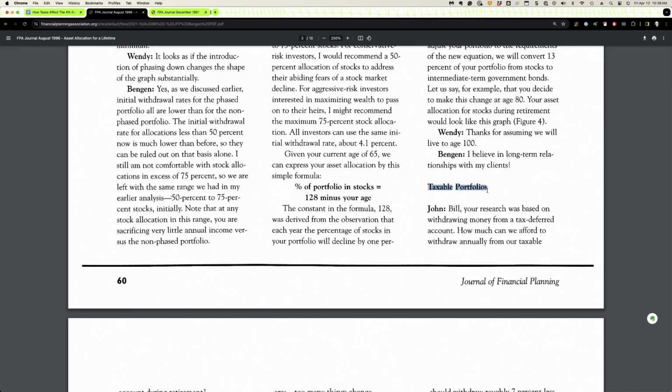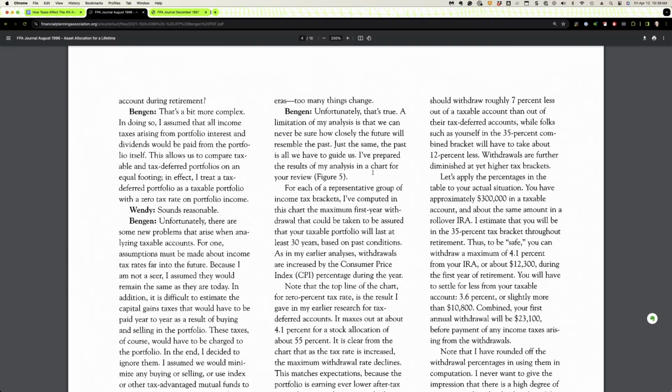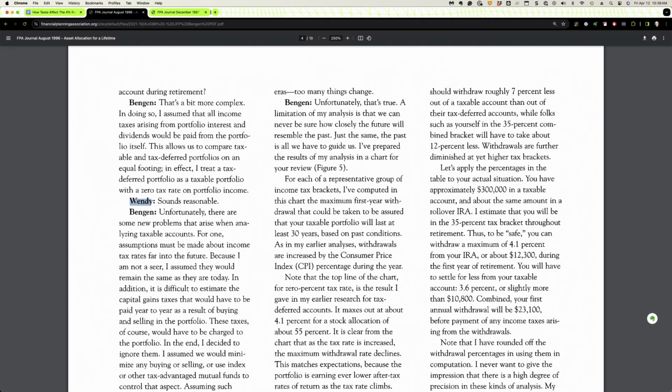So he has a section there on taxable portfolios. And he talks a bit about, in this sort of hypothetical conversation with a client named Wendy, different issues that you confront with a taxable account. But here's what he ultimately decided. He said, look, your sustainable initial withdrawal rate is actually different for taxable accounts than it is for tax-deferred accounts. Now, the question for you is, did he say your sustainable withdrawal rate is higher than 4% with taxable accounts or lower? Well, I'll show you that in just a second.